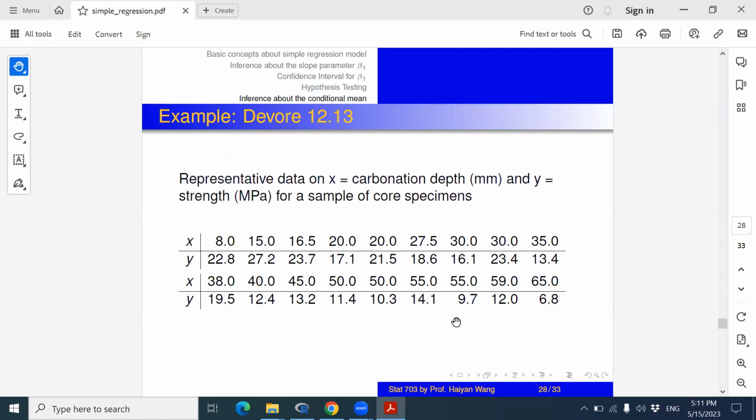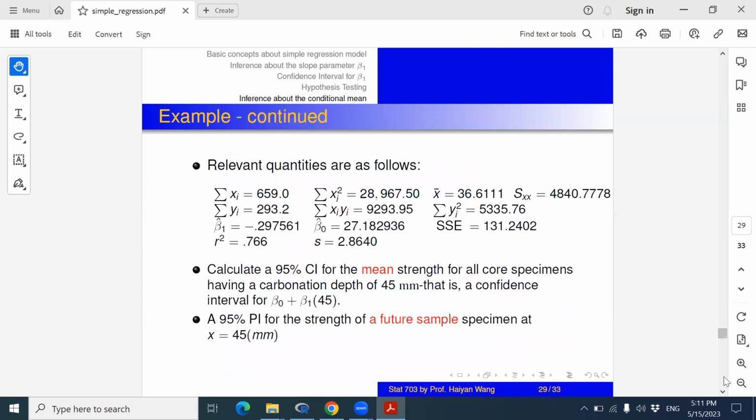Let's look at an example. Here we are talking about X as the core depth and Y as the strength for a sample of core samples. We want to see the relationship between Y and X here. After computing the slope parameter, we want the confidence interval for the mean strength when X is 45. And we also want the 95% prediction interval for a future sample when X is 45. So in both cases, we are looking at X equals 45, but one is the confidence interval for the mean, and the other one is the prediction interval for a future Y.